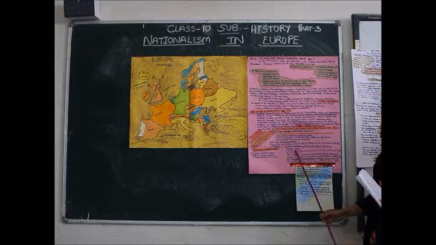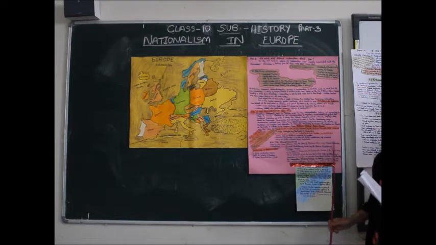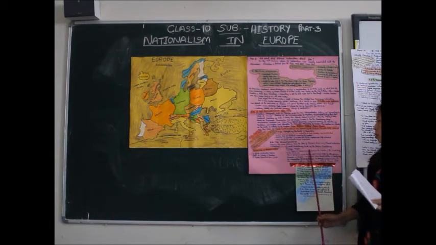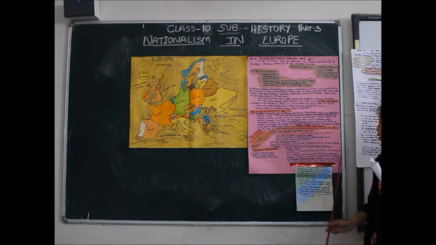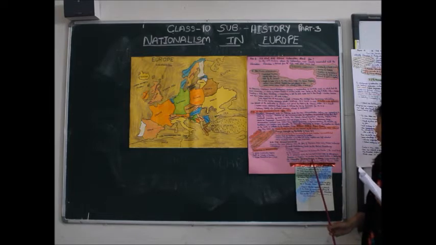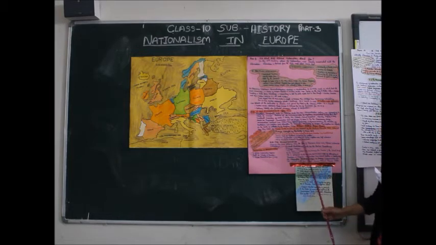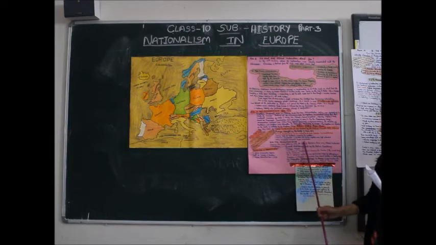Giuseppe Mazzini was born in Genoa, in Italy, in 1817, and he became a member of the secret society of the Carbonari. Then he founded two secret societies, Young Italy in Marseilles and Young Europe in Berlin. They were like-minded people with revolutionary ideas. So people from Poland, France, Italy and Germany liked the ideas of Giuseppe Mazzini and the revolutionary ideas.